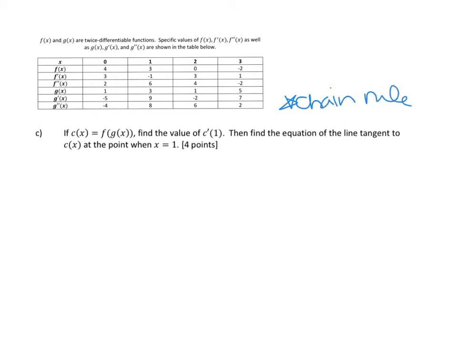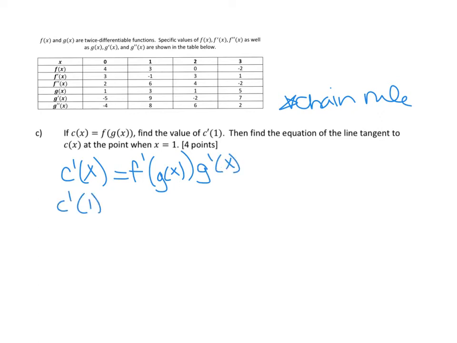So with the chain rule, remember, in order to find the derivative, you're going to do the derivative of whatever's on the outside, in this case the f, and keep the inside the same. Multiply that by the derivative of whatever's on the inside. So if I have x equals 1, I am going to get this right here. I get f prime of g of 1.